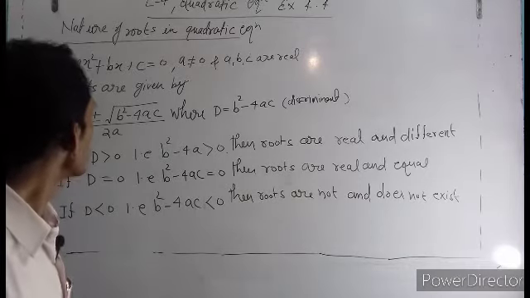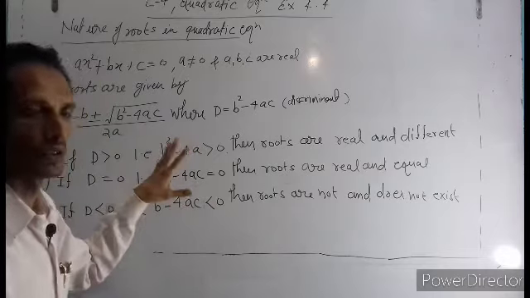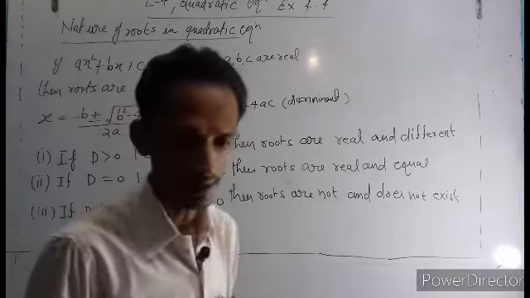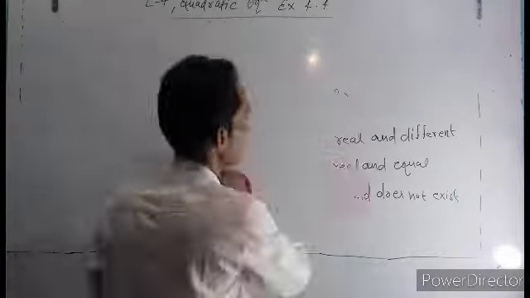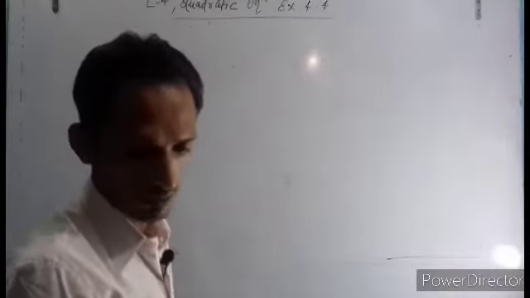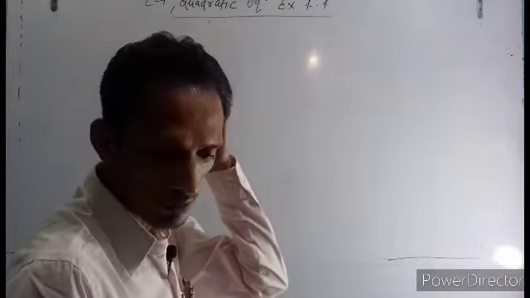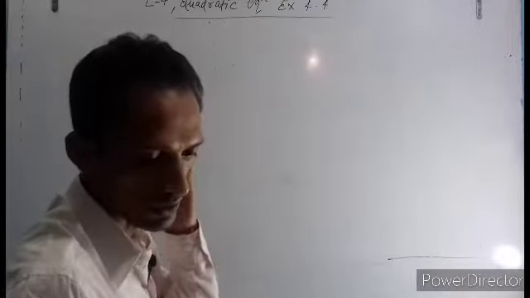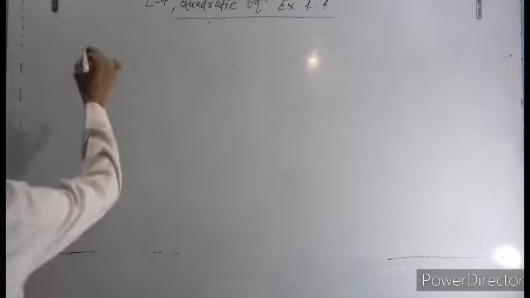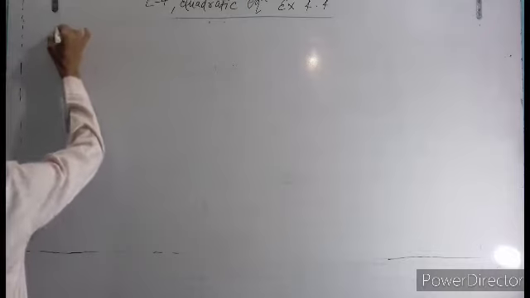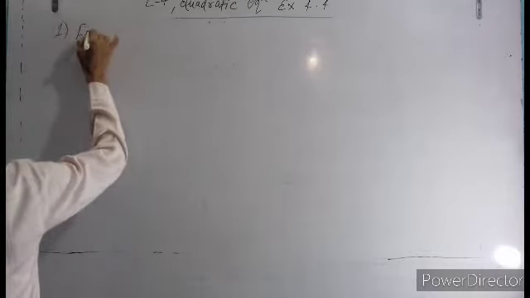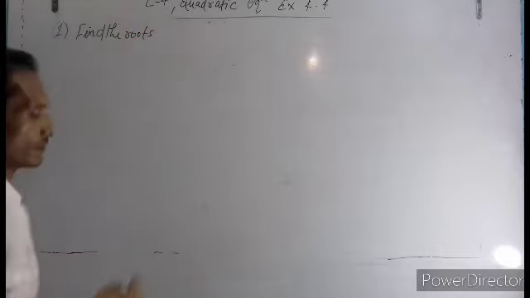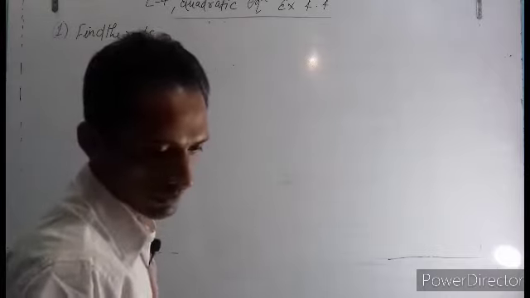Now come to the exercise. Only this condition you have to follow. Remaining parts are the same, just like the previous classes. Now come to question number 1 of exercise 4.4: find the nature of roots of the following quadratic equations. If real roots exist, then find them.